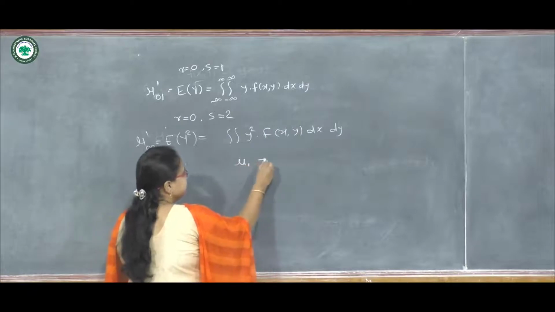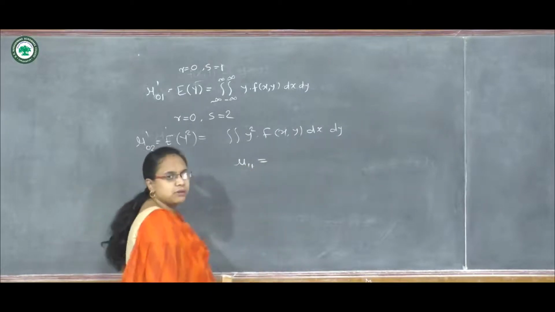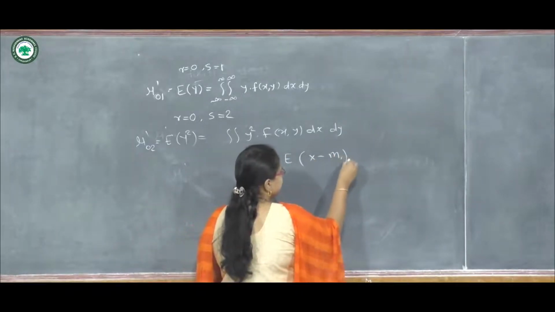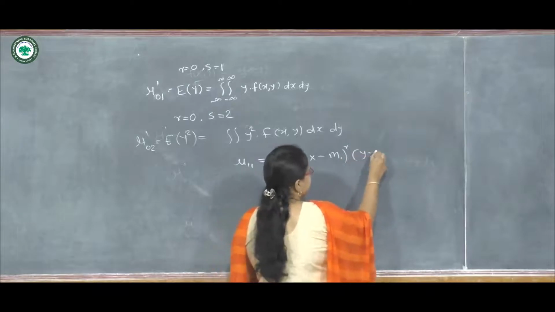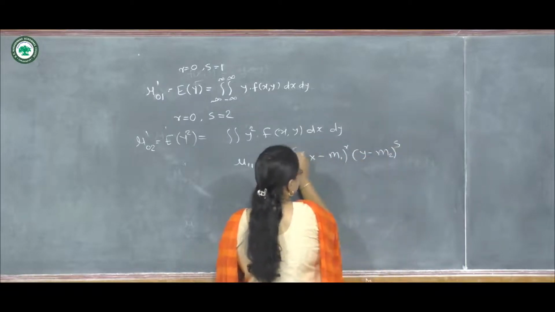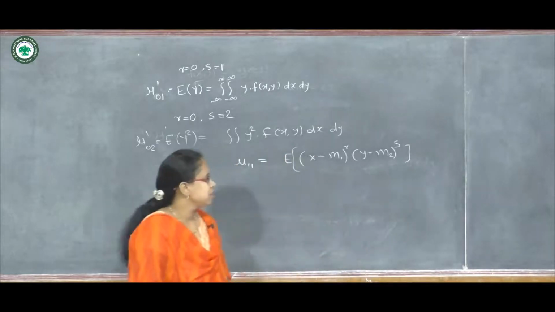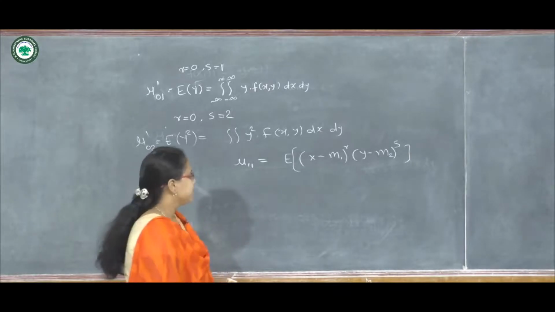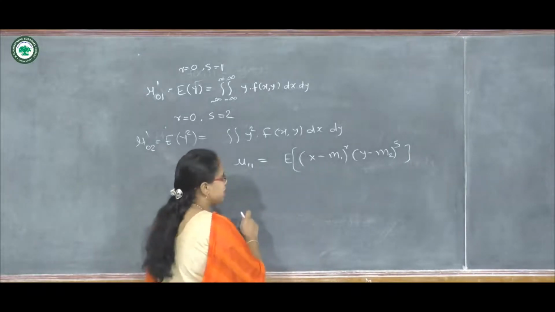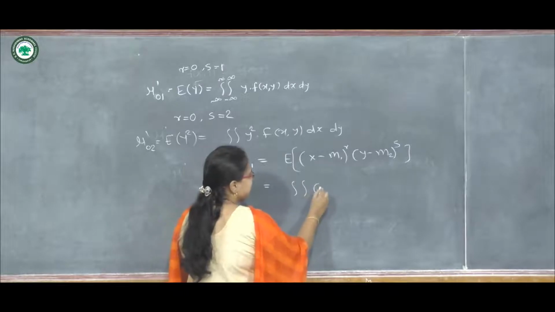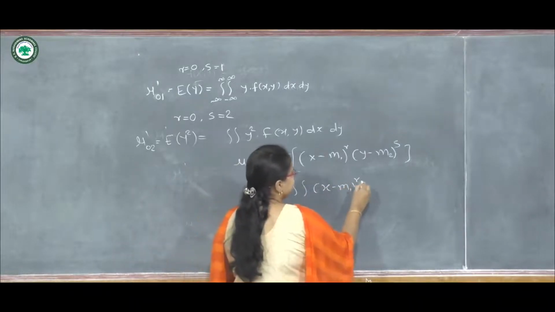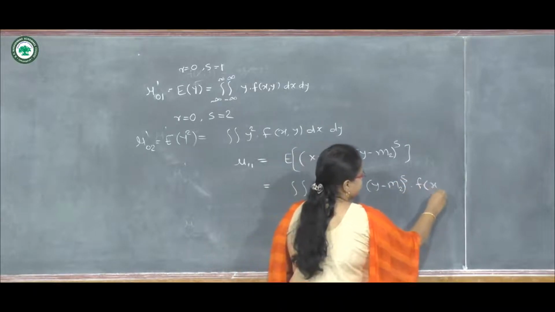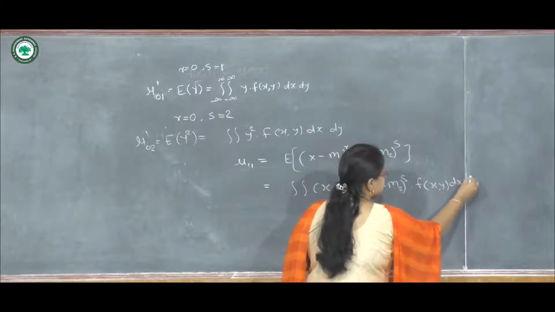So mu rs, the central moment, can be written as expected x minus m1 raised to r and y minus m2 raised to s. So here m1 is the mean of x and m2 is the mean of y. So in this way we can calculate the central moments. So by definition we can write double integration of x minus m1 raised to r, y minus m2 raised to s into f of xy dx dy.